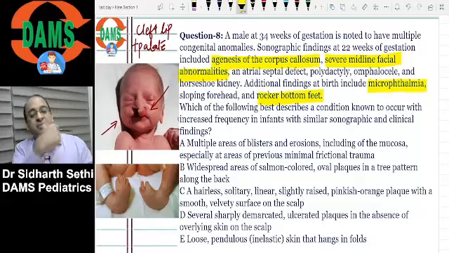Now tell me the answer. What is common in Patau syndrome? So on your screen is Patau syndrome. So yes, even Patau syndrome, trisomy 13, can also have rocker bottom feet.